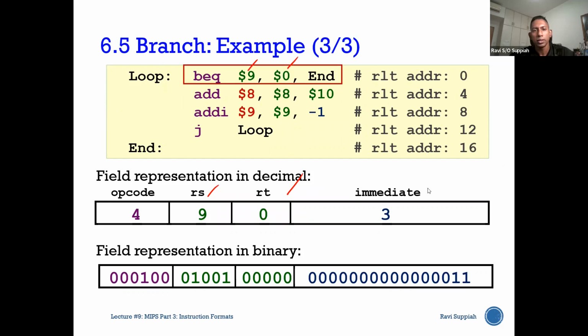Okay, the immediate is 3 again, because like I said, this is your PC. This is your PC plus 4. And from PC plus 4, it is 3 lines: 1, 2, and 3. 3 lines away. So that is why you put an immediate value of 3.